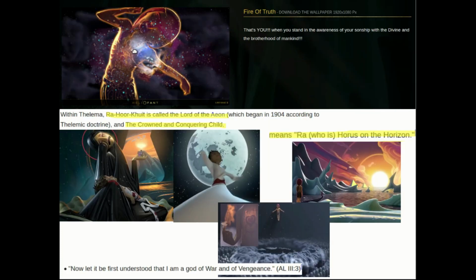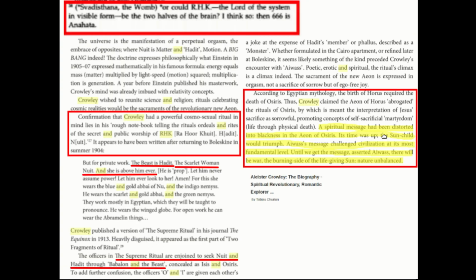And this fire of truth character is Hoor Khuit. He is called the crowned and conquering child. He is the Horus on the horizon, the sun on the horizon. So here you have this. And he says in Crowley's book, when Crowley writes in the person of RHK, RHK says, "Now let it be first understood that I am a God of war and of vengeance," which is why he's going after the Age of Osiris remnants, the Christians and so on.